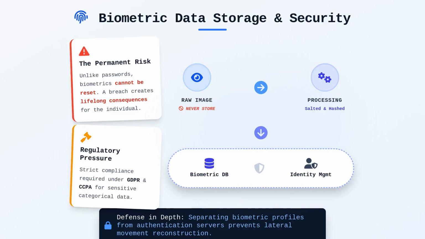Best practices dictate that raw images of fingerprints or irises should never be stored. Instead, systems should store salted, hashed representations of the data that cannot be reverse engineered into the original biometric image. Furthermore, separating the biometric database from the primary identity management system adds a layer of defense in depth against lateral movement. Even if an attacker gains access to the authentication server, they should be unable to reconstruct the actual biometric profiles of the users.